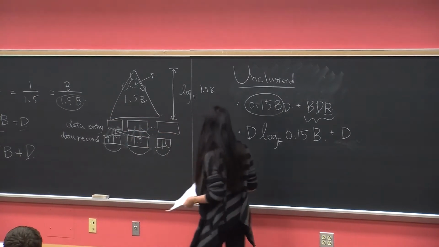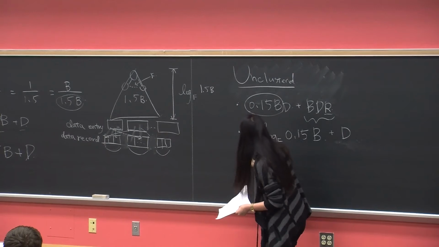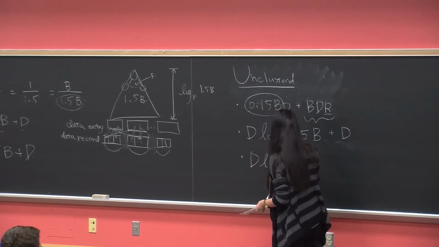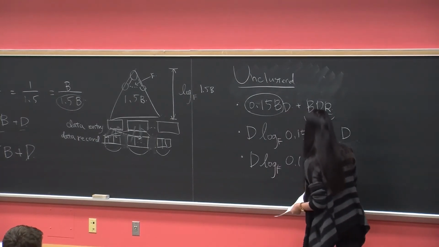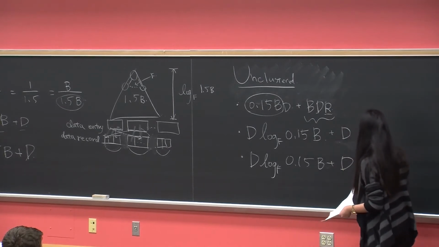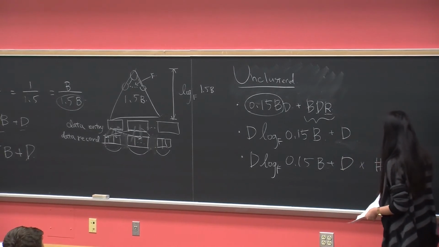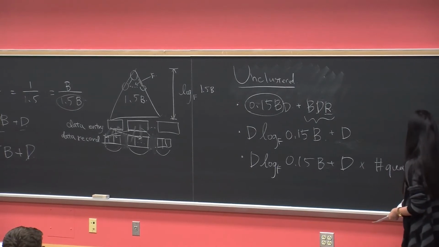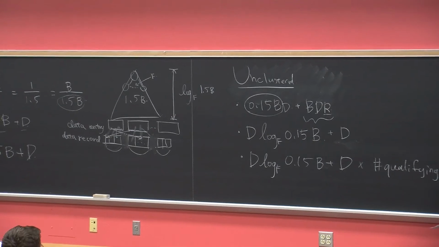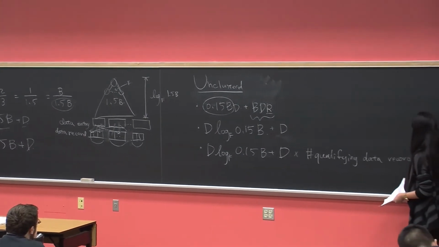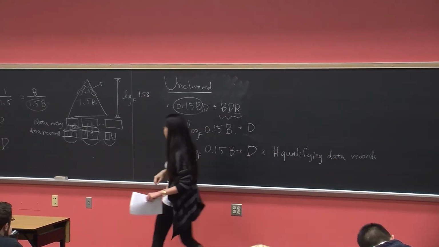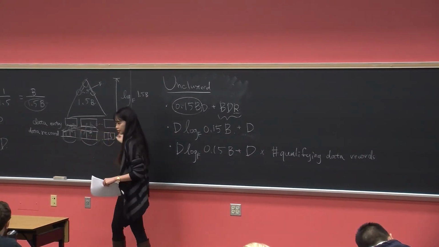So if you have multiple data records that match, then the cost this time will be like this. You still have the D, but this time you multiply it with the number of qualifying data records. Because now it's unclustered, it will be necessary for you to access this multiple times.